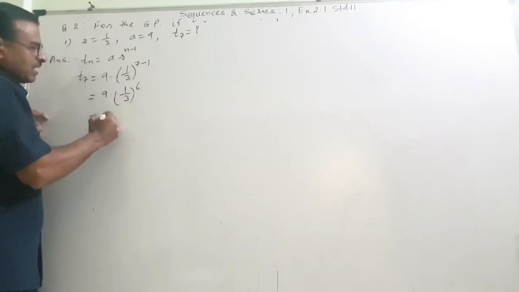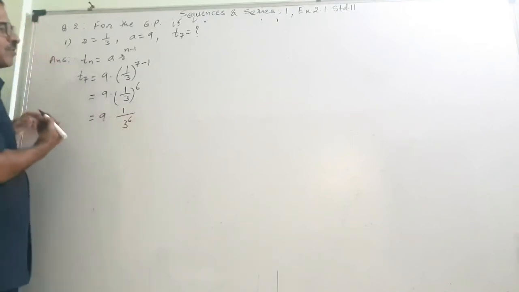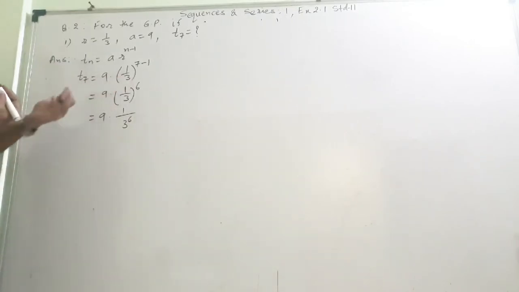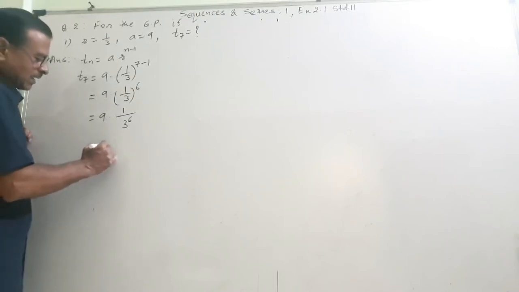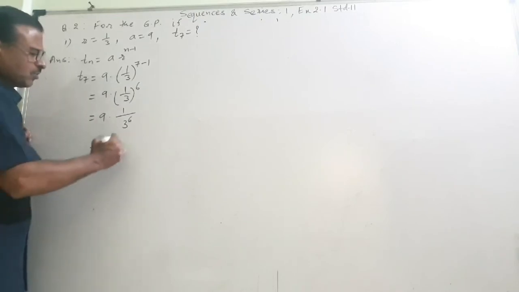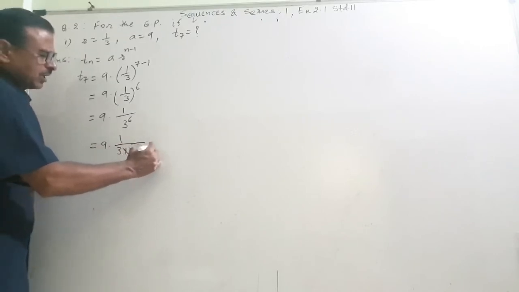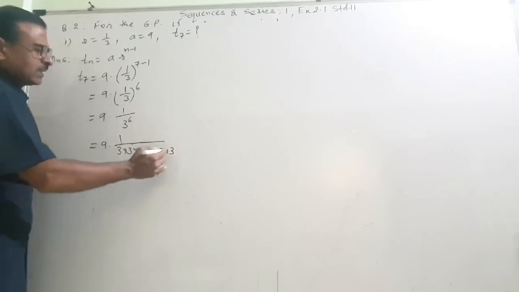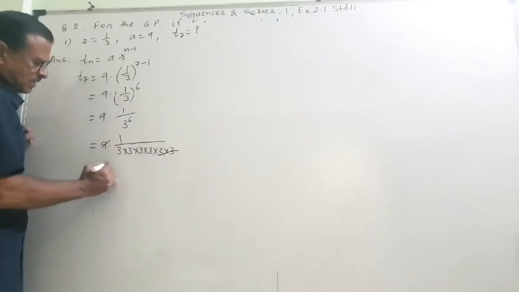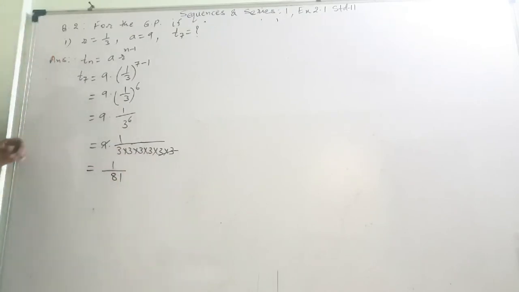So that is equal to 9 into 1 upon 3 raised to 6. 1's power is 6, that is 1 only. So if you want to solve this, then it will be 9 into 1 upon 3 into 3 into 3 into 3 into 3 into 3, 2, 4, 6. These 3 will get cancelled, and that is equal to 1 upon 3 3s are 9, 9 3s are 27, and that is 1 upon 81. So this way you have to solve it.